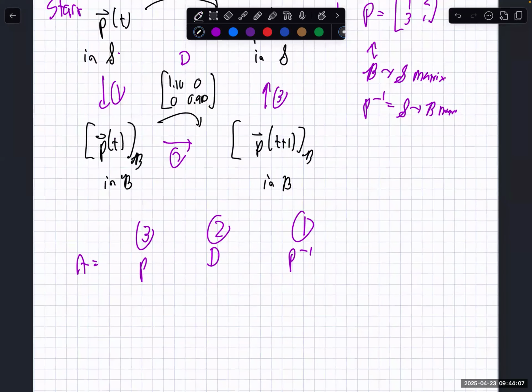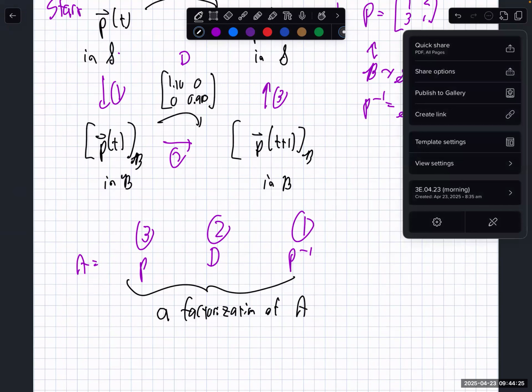So I'm going to leave this. We talked about factorizations in chapter 5. This is a factorization of A. Okay, so that's an overview of what we're doing.